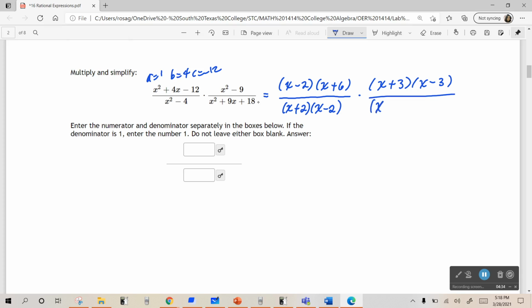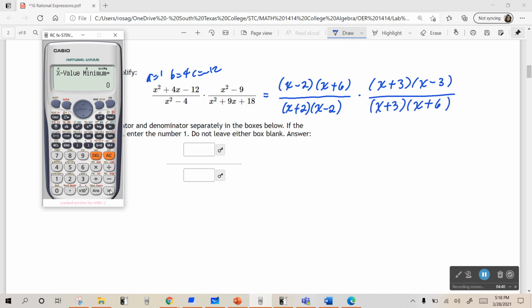This one's going to be x plus 3, x plus 6. So you do it with the calculator. A is 1, B is 9, C is 18. And then you press equals, it gives you -3 and -6. So when you put it in the parentheses, it's plus 3 and plus 6.